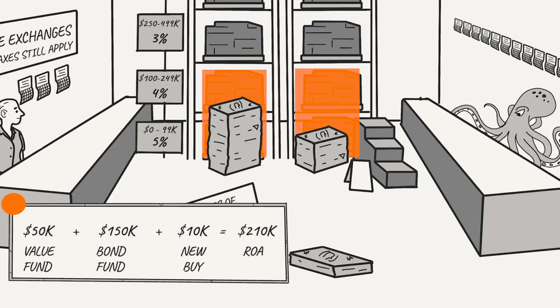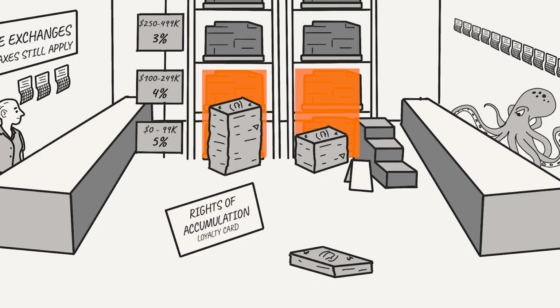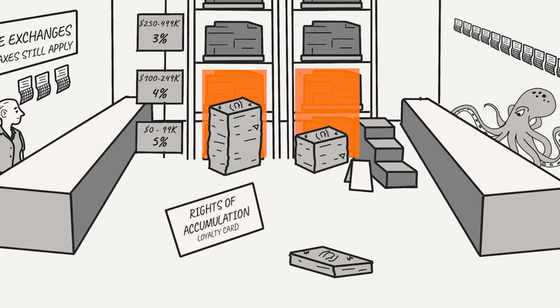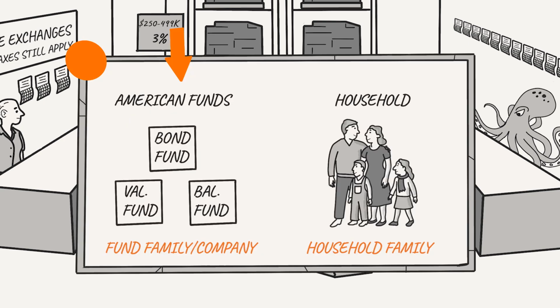Now what if you had money in another fund company? So you're buying American Funds, for example, but you already own some BlackRock funds. Well, ROA is for the same fund family. If you get rewards points at Costco, you can't go spend those at Sam's Club. Now, please note that there are 2 families that matter here. You've got the fund family. So American Funds, all American Funds that you own can be aggregated.